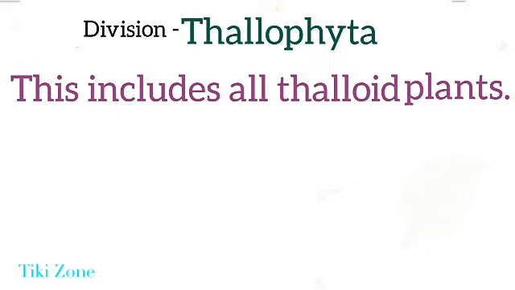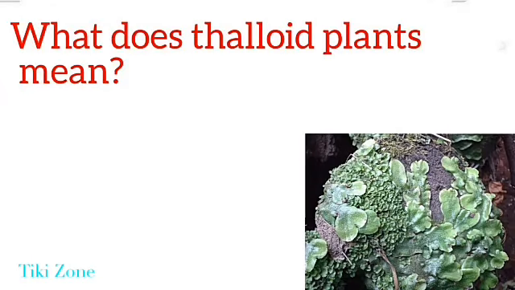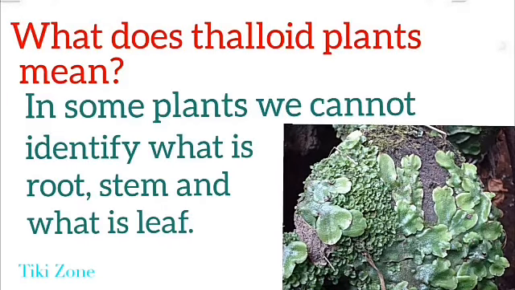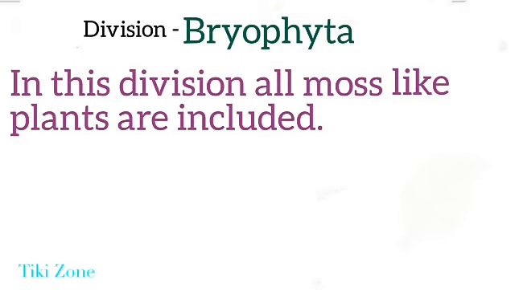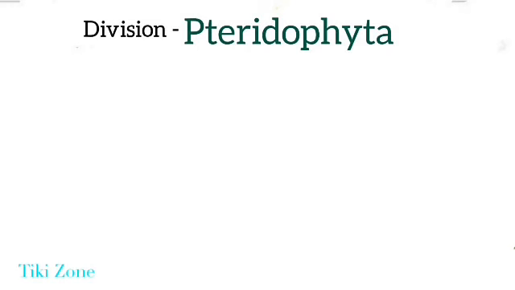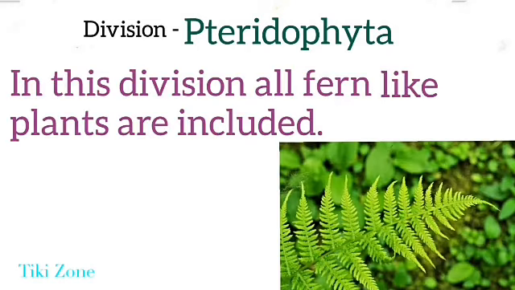Thallophyta includes all thalloid plants. What do these thalloid plants mean? In some plants we cannot identify what is root, stem and what is leaf. These undifferentiated root, stem and leaf are called thallus, and the plant is called a thalloid plant. The next division is Bryophyta. In this division, all moss-like plants are included. In the next division, Pteridophyta, all fern or feather-like plants are included.